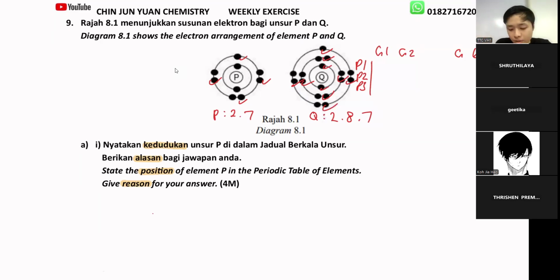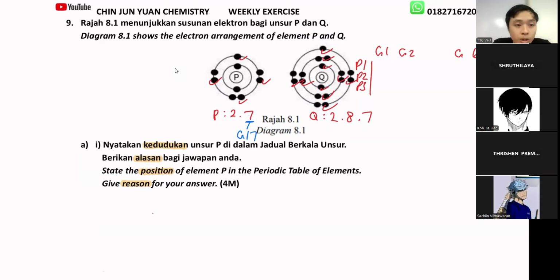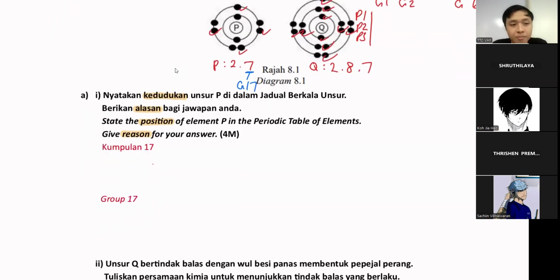So we already know. How do we know which group? How do we know which period? Very simple. Actually this one is related to Chapter 4 a bit. If you have 7 valence electrons, or electron valence, then it is group 17. Q is the same. P and Q have the same group, which is group 17. We call it kumpulan 17.